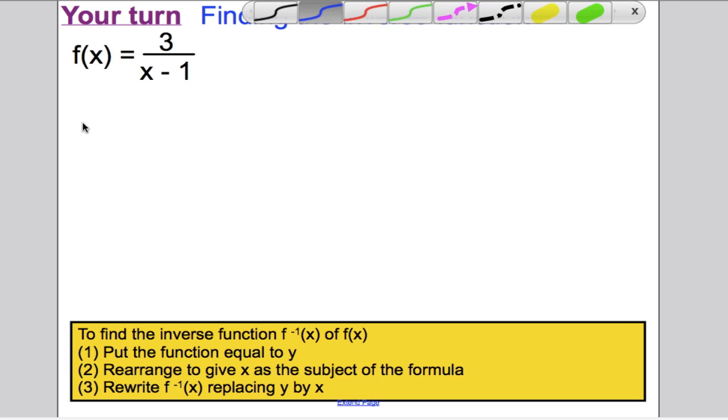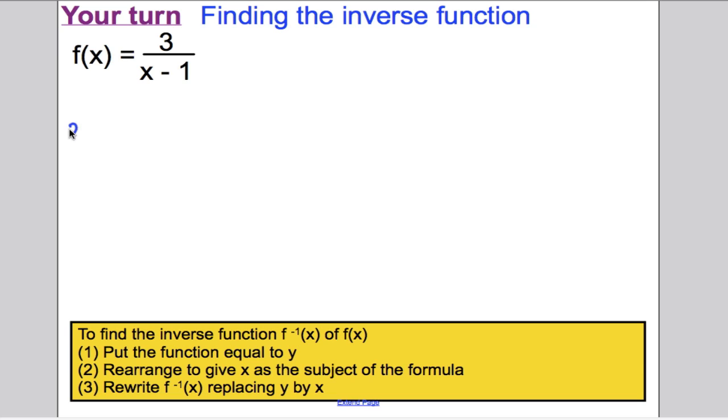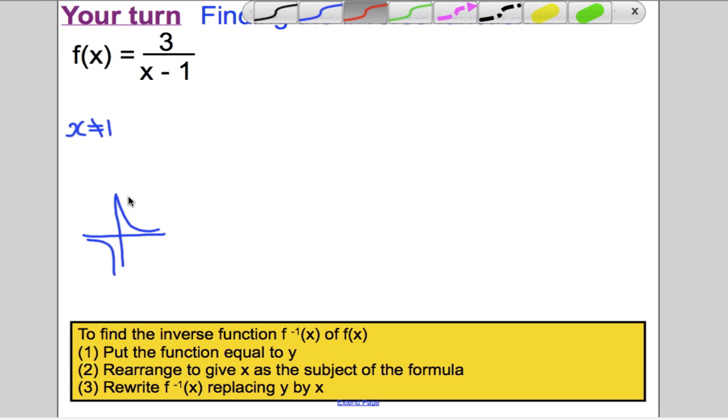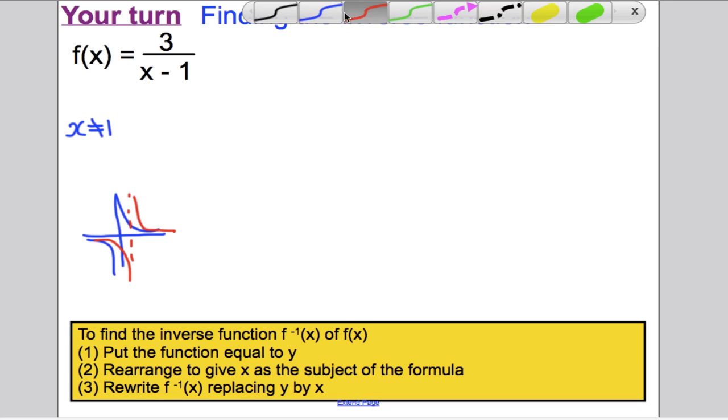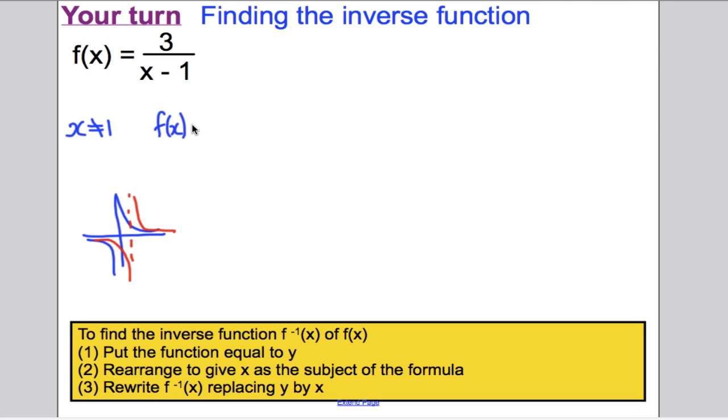Okay, stating the original domain and range. The domain here is all real numbers apart from x can't be 1, and we know that say 3 over x looks something like that, and 3 over x minus 1 is a shift 1 unit to the right, so it would look something like that there. So our range, f of x, can take any value, but it cannot take 0 is our only restriction.